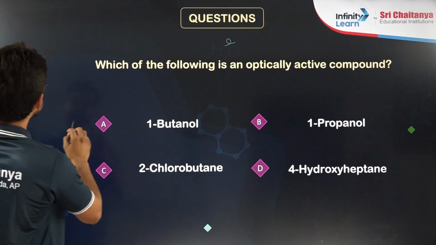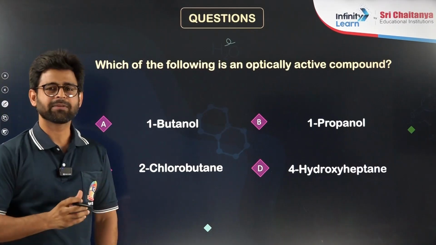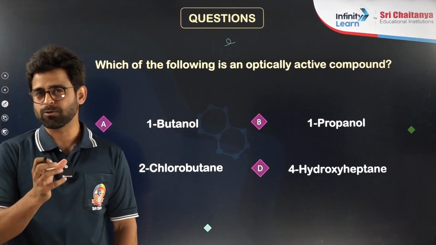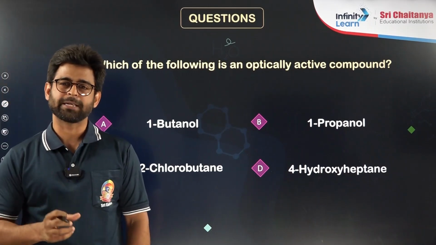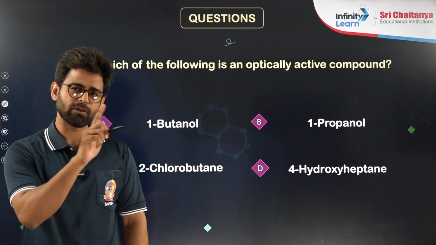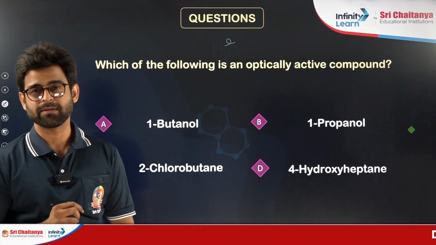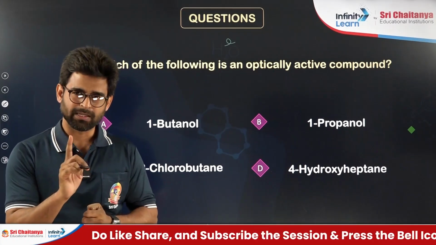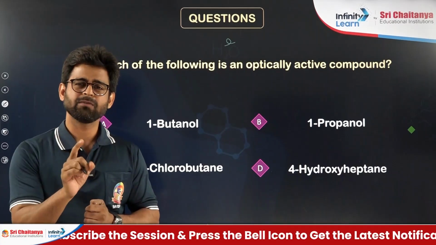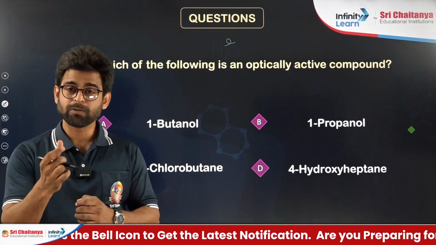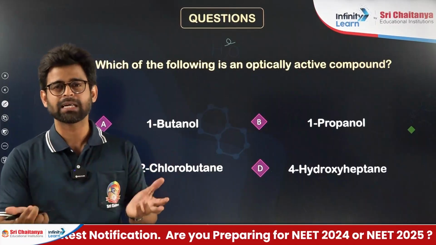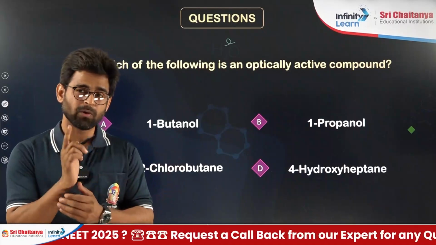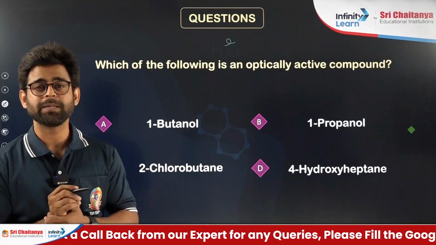Now they are asking which of the following is an optically active compound, right? Students face problems in these questions, definitely connected to optical isomerism or optical activity. The best method to check, out of the following 4 options, which option is optically active: you have to choose the option with 1 chiral carbon. A compound with only 1 chiral carbon will always be active. A compound with 2 chiral carbons, 0 chiral carbons, 3 chiral carbons, or 4 chiral carbons can be active or inactive depending on whether the compound is chiral or not. But a compound with only 1 chiral carbon will always be optically active, right?